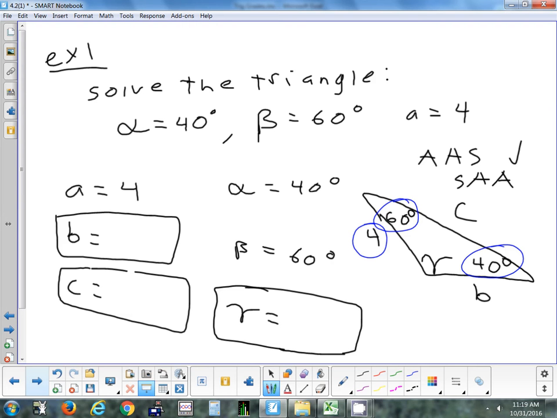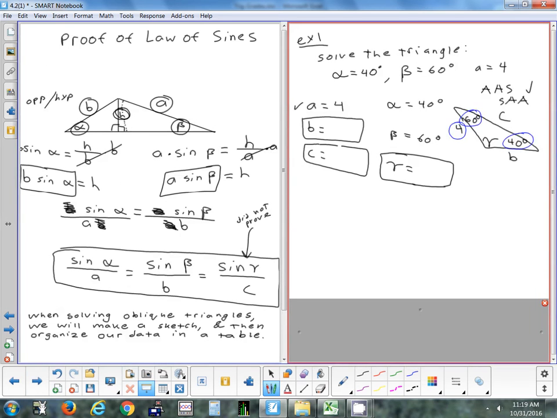So maybe you can see why, if you knew a side and a side, you wouldn't have a row with everything in it. So we couldn't use this law. All right. So now what we're going to do is start with the row that has everything in it, and plug that into the law of sines. The law of sines says we have sine of alpha over A. Fill in everything you know into this part. Alpha is 40, A is 4.